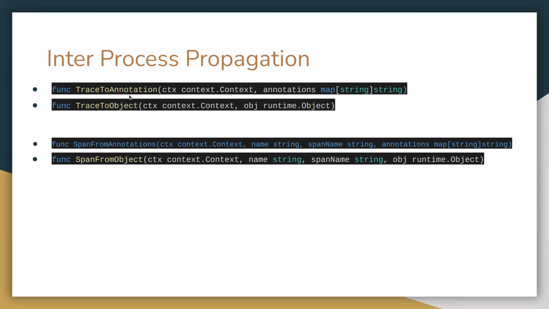And the trace to annotation function is a helper function to this trace to object function, and we can also call it directly, because sometimes we can't pass the runtime object directly, but we can pass the annotation.